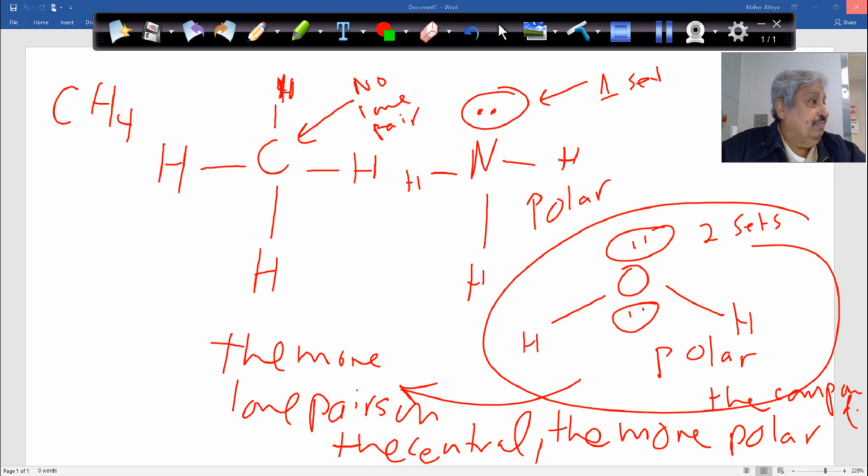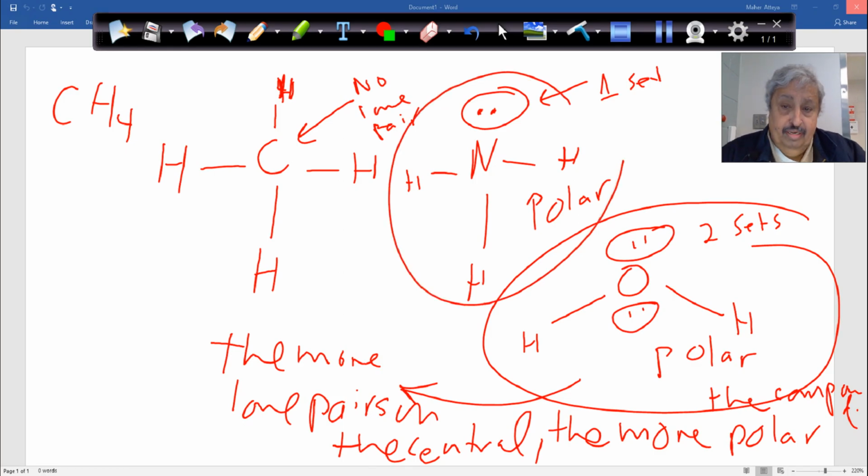And if you read that something has a lone pair and it tells you it's not polar, that's not true. Any central atom that carries a lone pair has to be polar, blindly. You don't have to look at the polarity or calculate the difference in electronegativity. Are you following me here? This compound is polar. It has 1 set. This one is polar, and it has 2 sets.